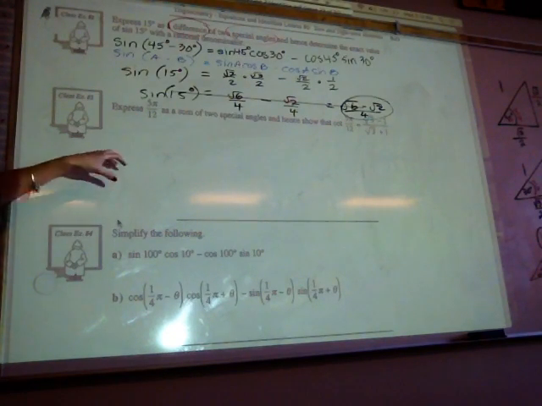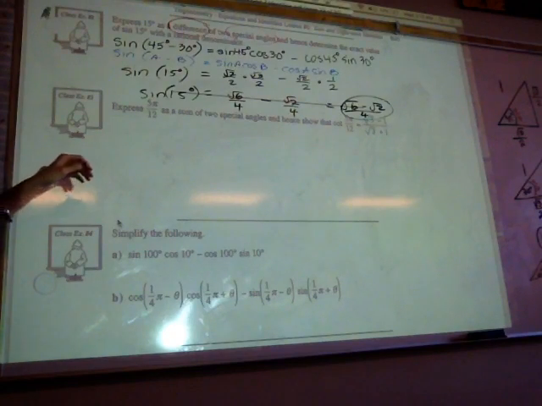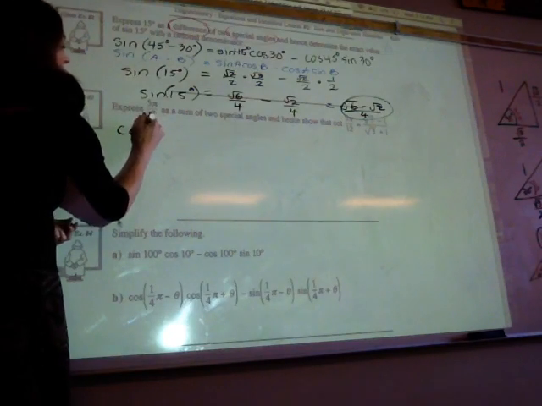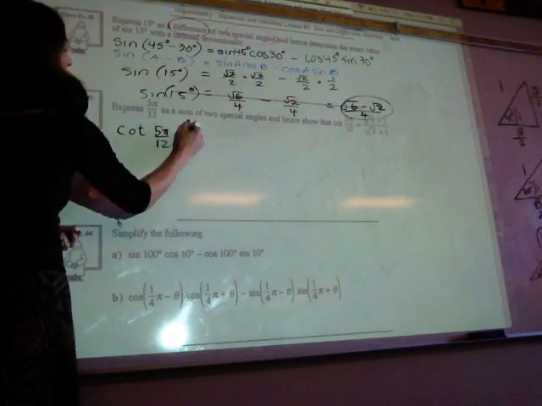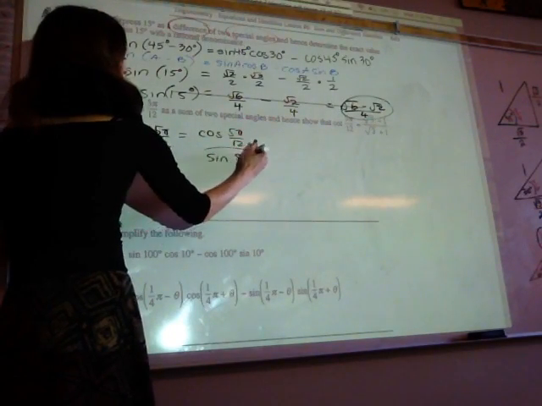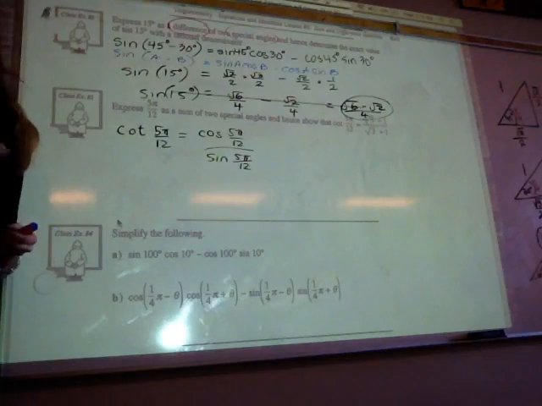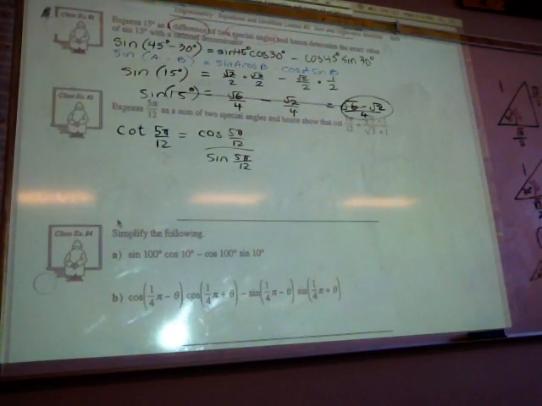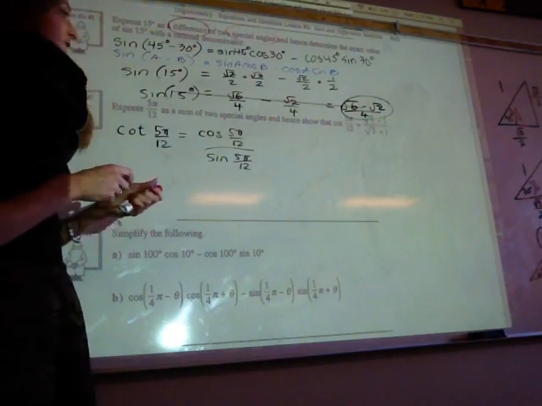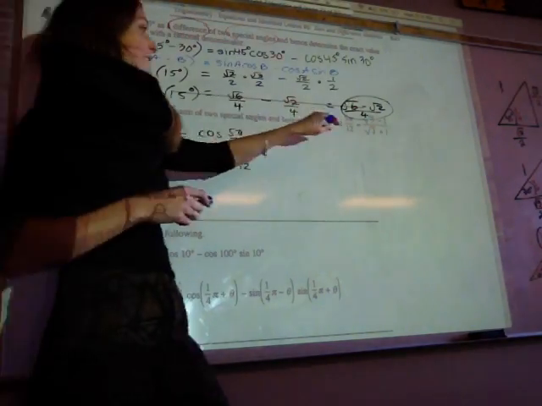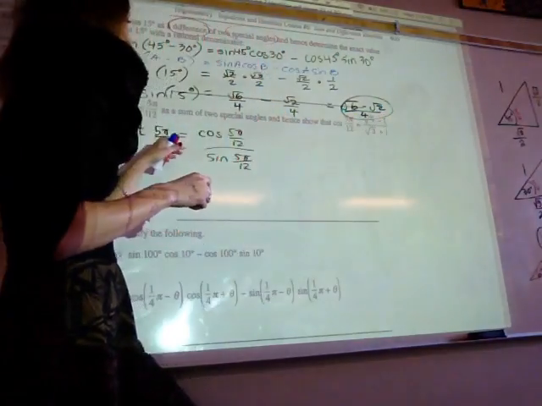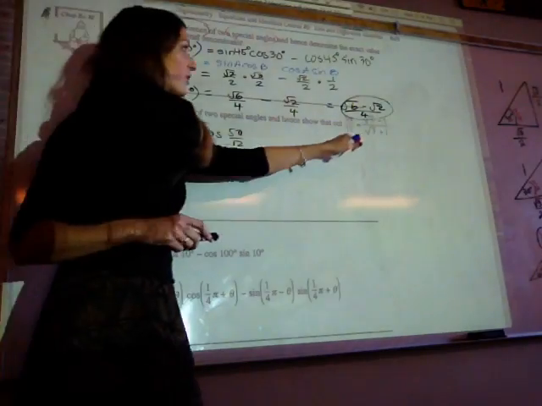Now, with the other class, what I did is I right away took cotangent and I used the quotient identity, and I changed that to cosine 5 pi over 12 over sine 5 pi over 12. And I resulted in square root 6 minus 2 over square root of 6 minus square root of 2. Now, it actually equals the exact same value as this, but it's not what they wanted us to show. So if you go right into this, you're not going to get the correct result.